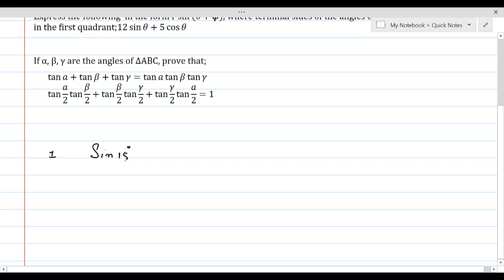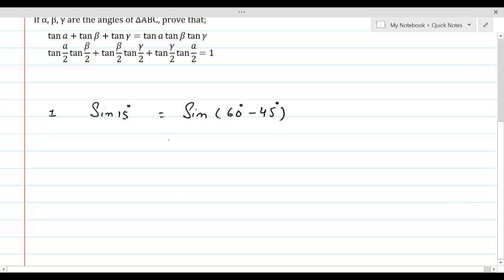Sine 15 degrees can be written as sine of the difference of two well-known angles, 60 degrees and 45 degrees, because their difference is equal to 15 degrees. So now we will apply the trigonometric identity for sine alpha minus beta that we just learned in the previous lesson. This is sine 60 degrees cos 45 degrees minus cos 60 degrees into sine 45 degrees.